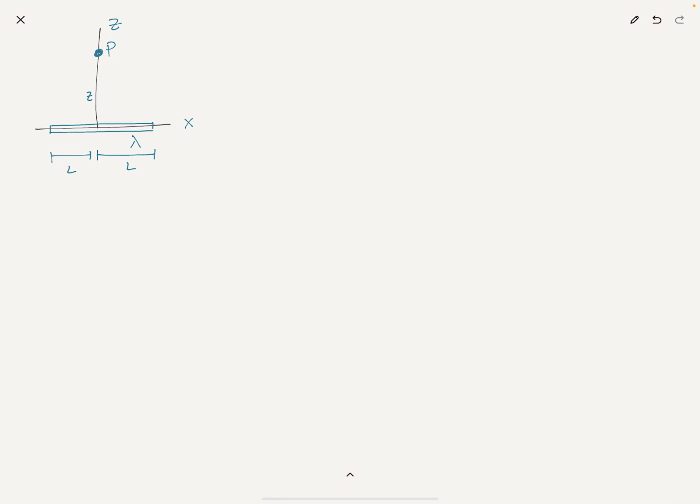Last time we just added the contributions from two charges, and we remembered that the electric field component from the right charge in the X direction canceled the electric field component of the left charge going in the X direction. And we're left with just some net electric field in the Z direction because of the symmetry. That's the same thing that's going to happen here.